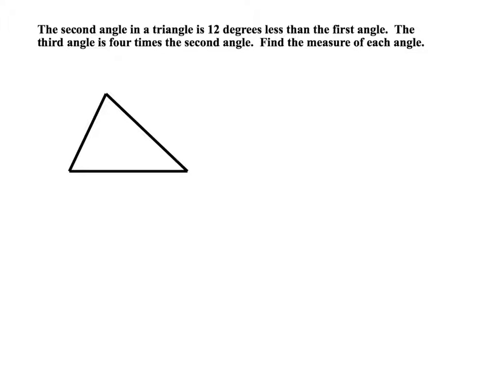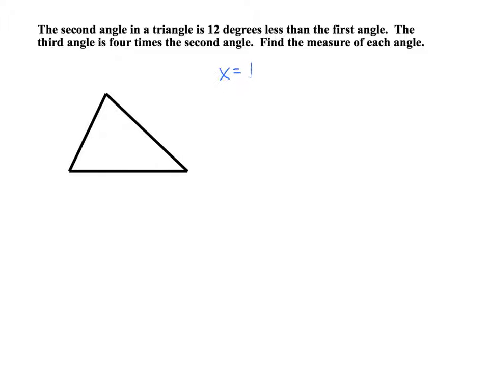As I said before, when you are doing these types of problems, it doesn't really matter what you let x equal to in the problem, and you can certainly let x equal different things. So I am going to do this problem 2 different ways. First of all, it says the second angle in a triangle is 12 degrees less than the first angle.